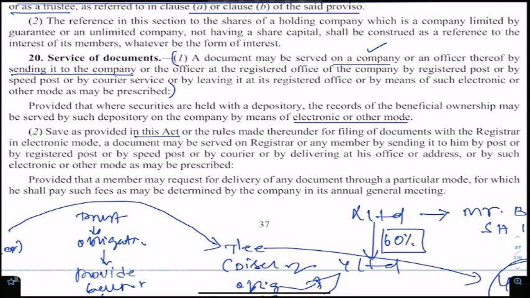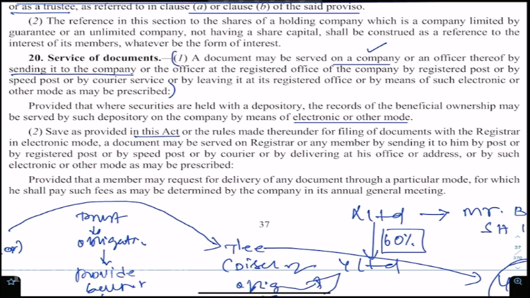Repetition once again. ROC wants to send a notice on a company, or on one of the officers of a company, like a director. Any director has done some offense, a financial offense, and ROC wants to send a notice to him. Clear everyone? I have given you two situations now. ROC wants to communicate with the company. ROC wants to communicate with the officer of the company.